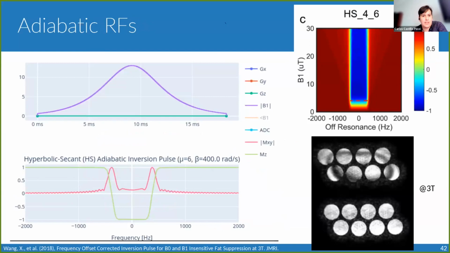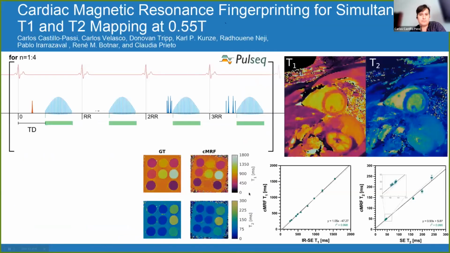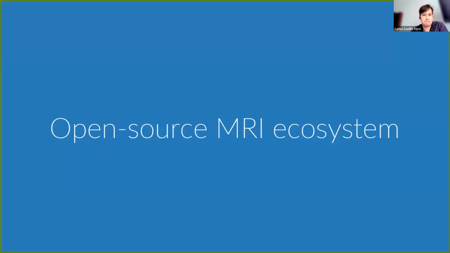Another one that is interesting is that you can simulate adiabatic RFs, and showing here how you can optimize adiabatic RF pulses and the impact it has on the homogeneity of the image. And the MRI simulations are not just a toy to play or learn, they can also be used in research. Here we use Koma to optimize this MRF sequence at low field, and we generated the signal dictionary to do the matching and get very accurate results.